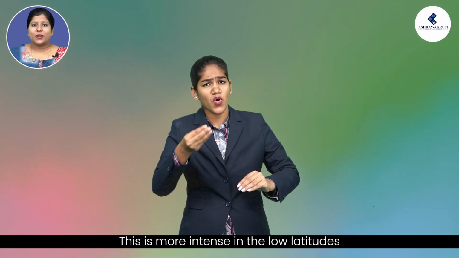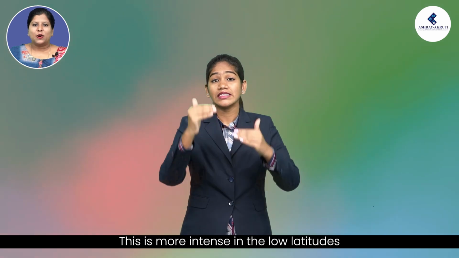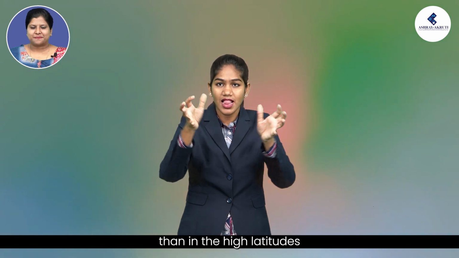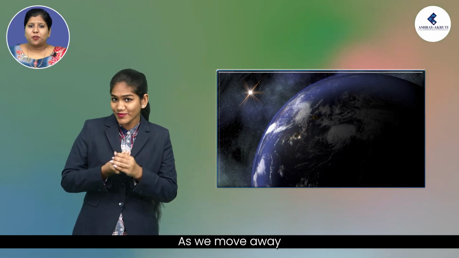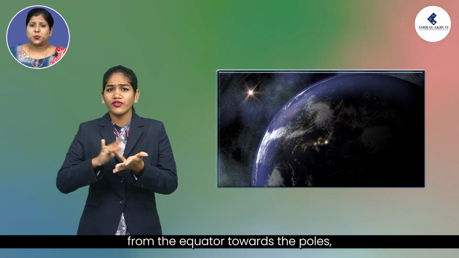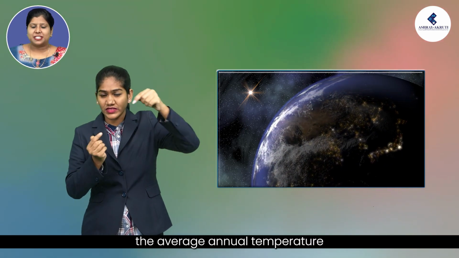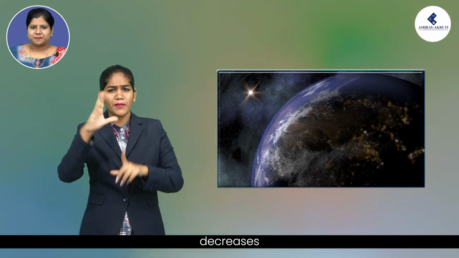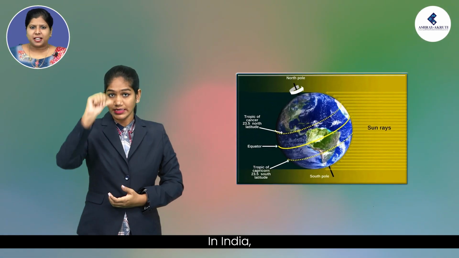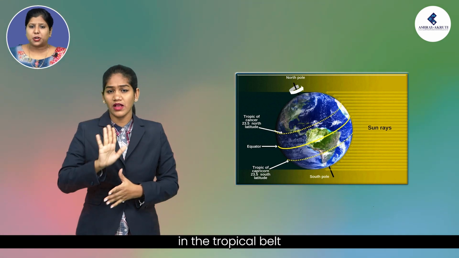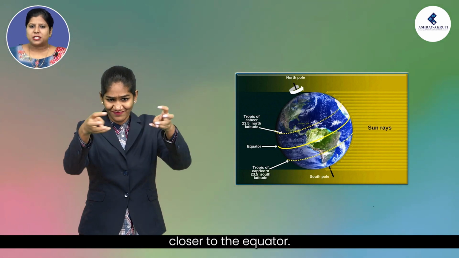This is more intense in the low latitudes than in high latitudes. As we move away from the equator towards the poles, the average annual temperature decreases. In India, the southern part lies in the tropical belt closer to the equator.